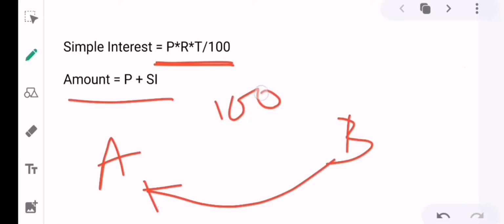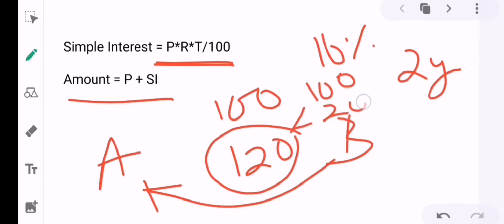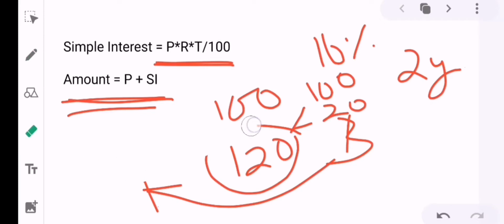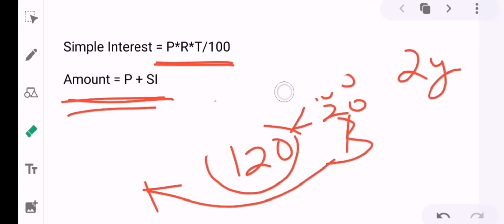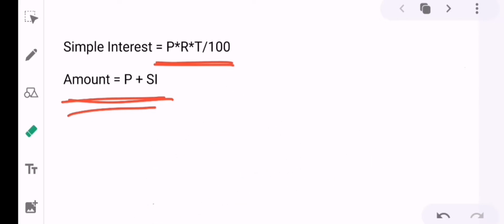If after taking 100 rupees, B is paying back 120 rupees, let's assume 10% interest for 2 years, this 120 is the amount, which consists of 100 rupees principal and 20 rupees as interest. So the formula for amount is principal plus simple interest. Do not try to mug up the formula, just simply notice how they were formed and try to find out how we can apply it in different scenarios. PRT is a very simple formula.